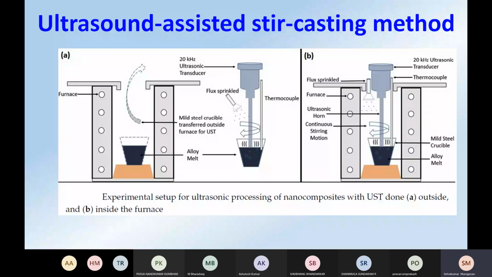Of course, this is slightly costly, and one has to be more trained as well, because the ultrasonic guns are mostly made of stainless steel, and that should not react with the metal you are going to melt in the furnace. So all these things are to be considered during this process.